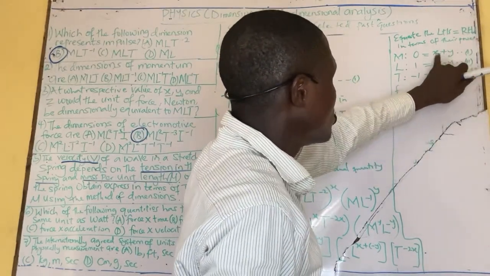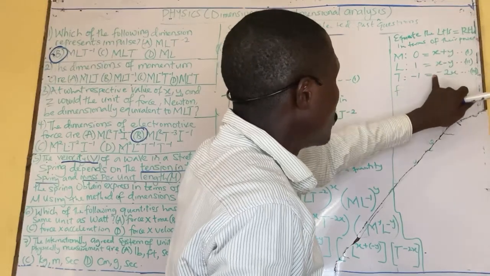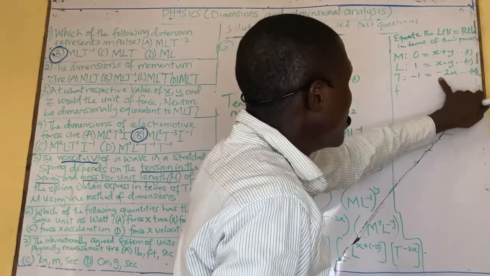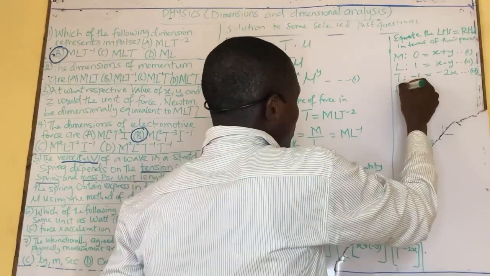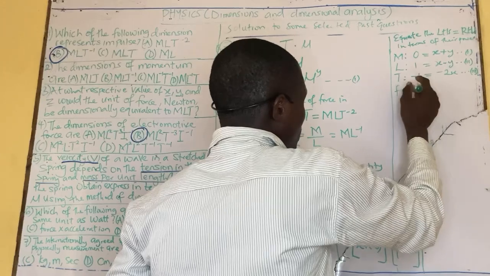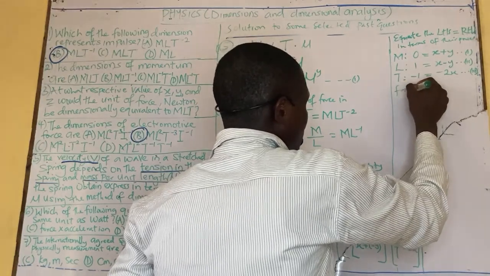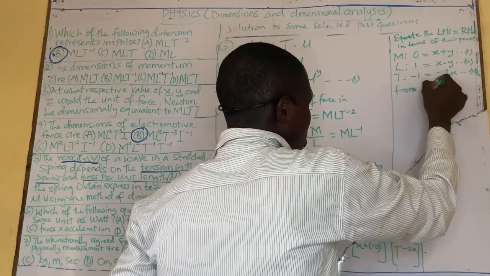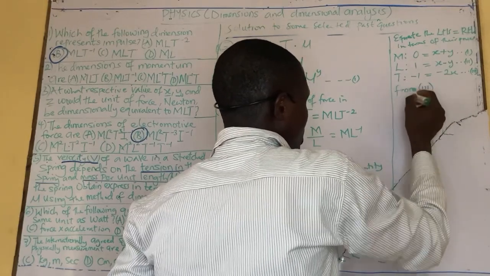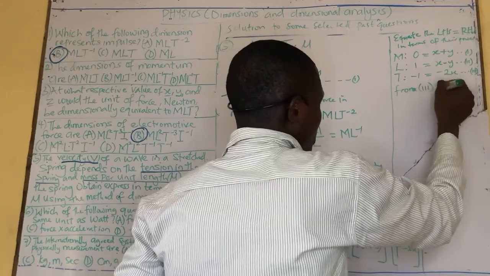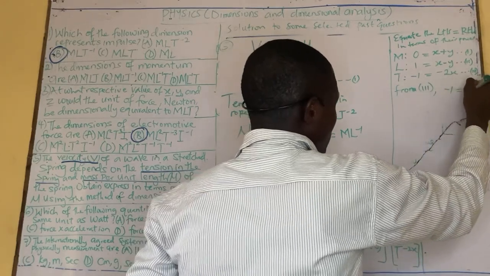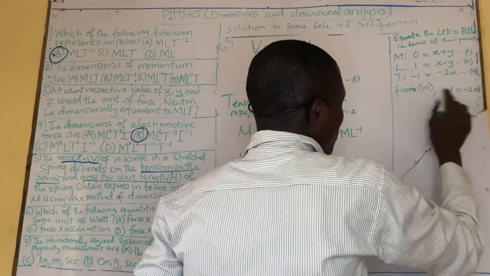These are simultaneous equations, but this one is a linear equation containing one unknown. So from equation 3, what do we have? We have minus 1 equal to minus 2x. Minus 1 equals minus 2x.